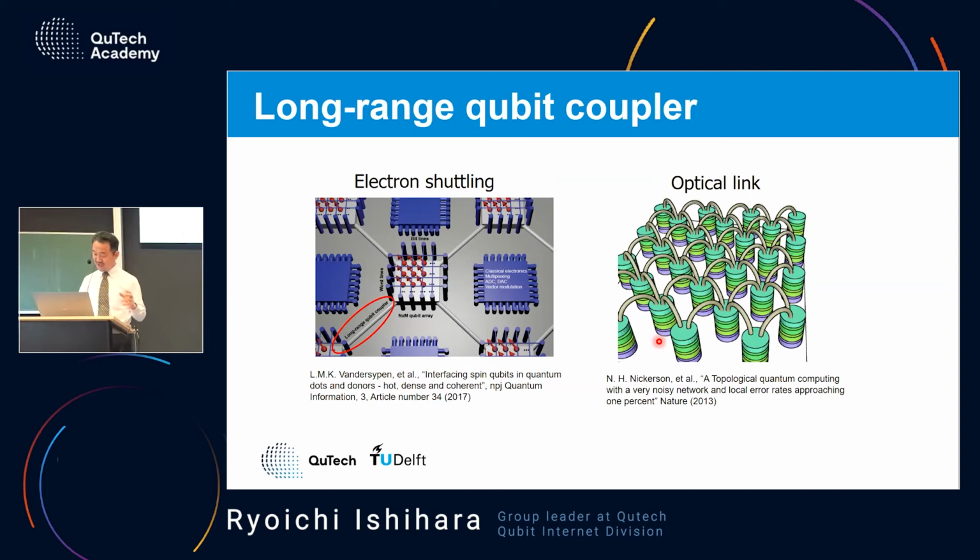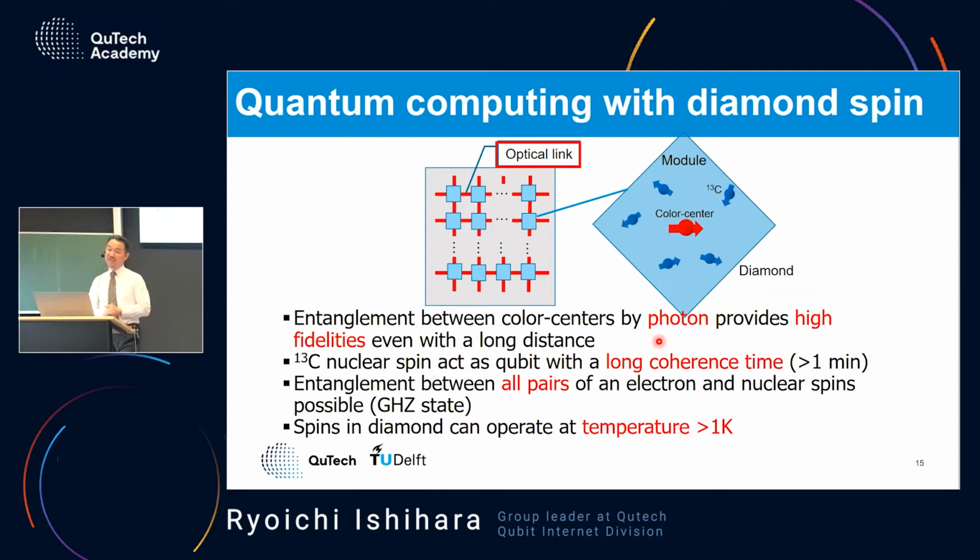Right, the optical link has some advantages. First, again, you have a module that contains a qubit, in this case carbon 13 in diamond, and you have a color center. The color center takes care of entanglement between the modules.